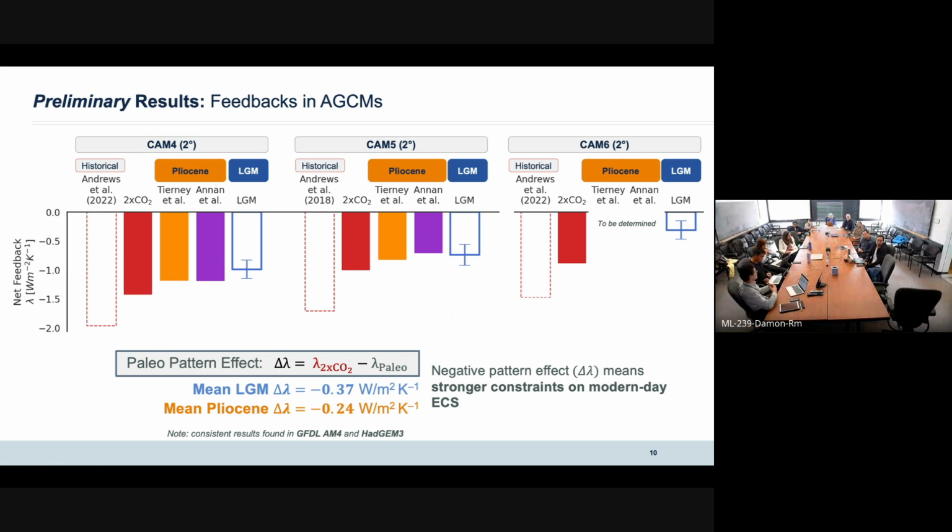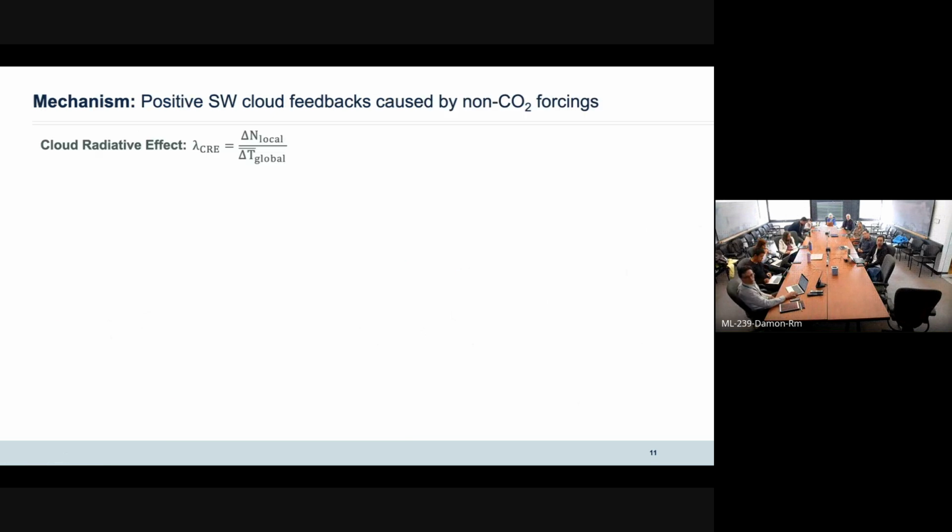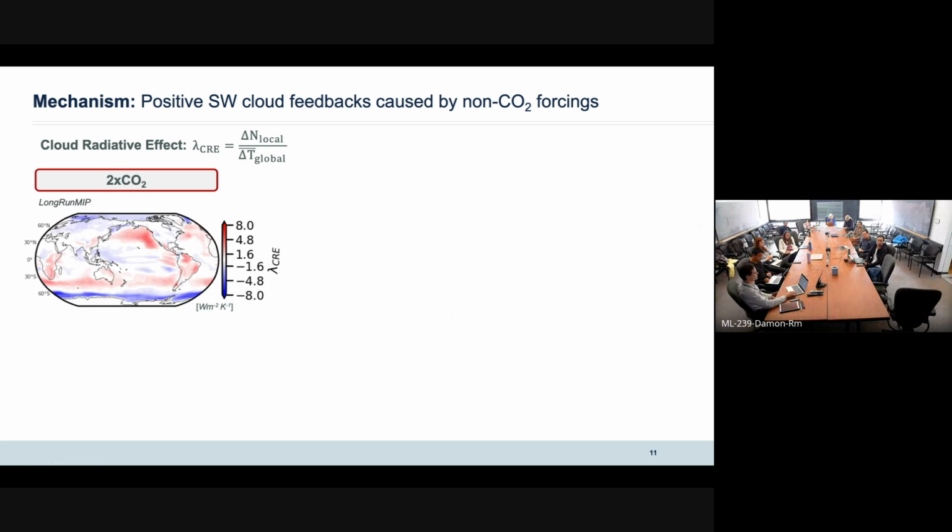Basically this says that some of the aspects that make the feedback more positive in the paleo record were from things that are not related to CO2 doubling in the modern day. It's things like losing the Laurentide ice sheet. So we want to make an adjustment for that when we infer modern day ECS. Before we make any changes to the constraints on ECS, though, we want to make sure that we understand what the mechanism is. What we found is the most important part of the mechanism is the shortwave cloud feedback that's caused by those non-CO2 forcings, things like the ice sheet changes.